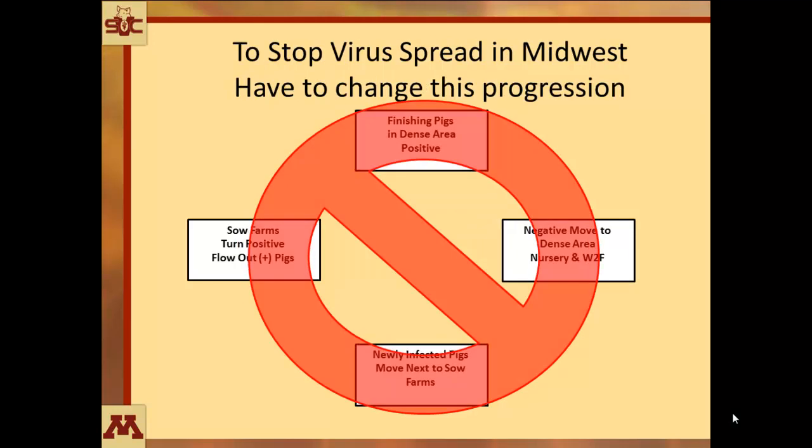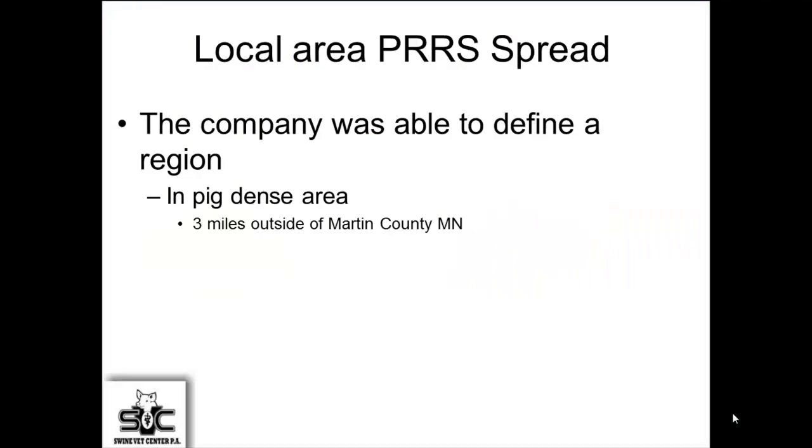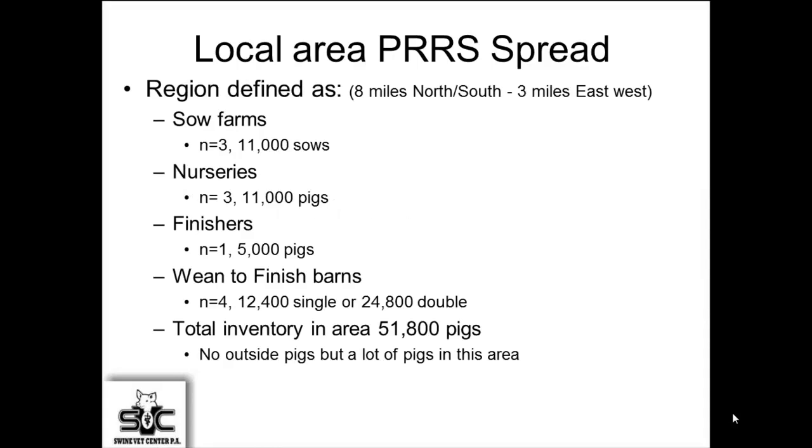And part of the frustration we've all had is in the area of regional control projects and being able to understand how we can control PRRS. We had the opportunity with one of the companies that we work with to define a very small region. Fortunately for us, it was located in a very pig-dense area. For those of you that know Minnesota geography, we're about 3 miles from Martin County, the second most pig-dense county. So again, a very pig-dense area, but it happened to be an area where they controlled all the pigs.